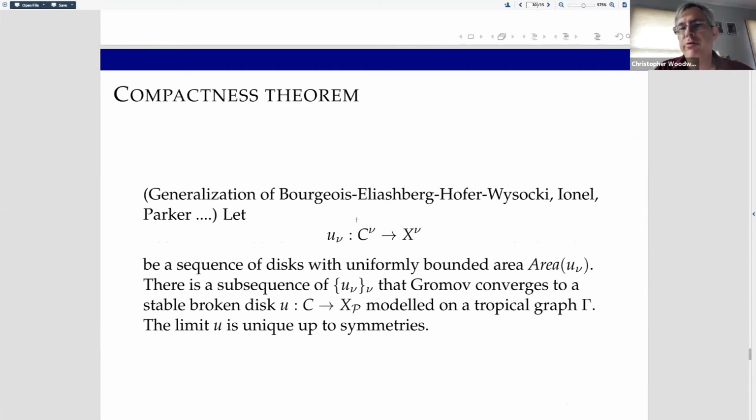Okay, so then there's several results about these things called broken maps. There's a generalization of the Bourgeois-Eliashberg-Hofer-Wysocki-Zehnder compactness theorem, which says that if I have something with bounded area, then there's a subsequence that Gromov converges to some limit, which is associated to some graph.